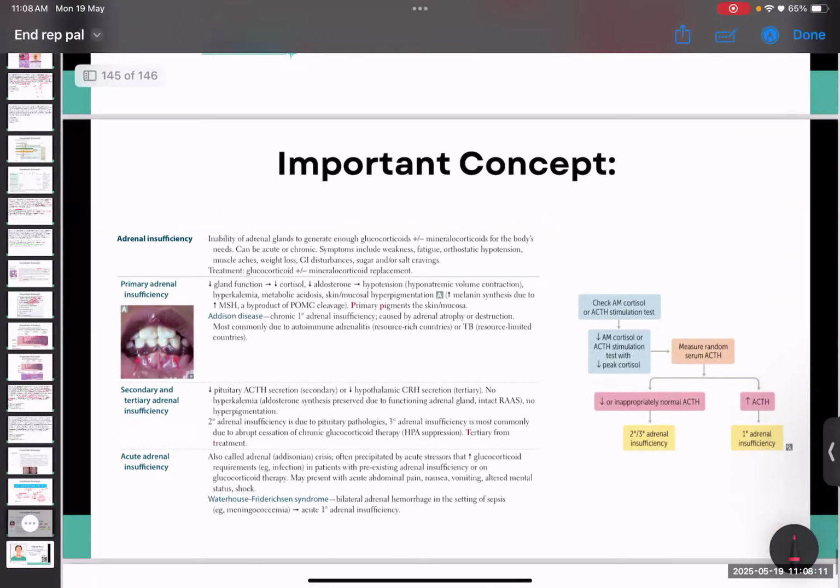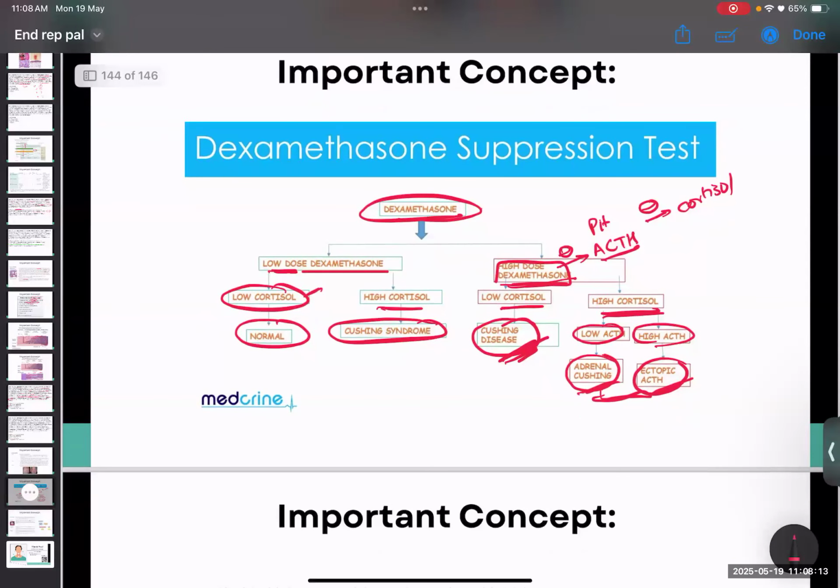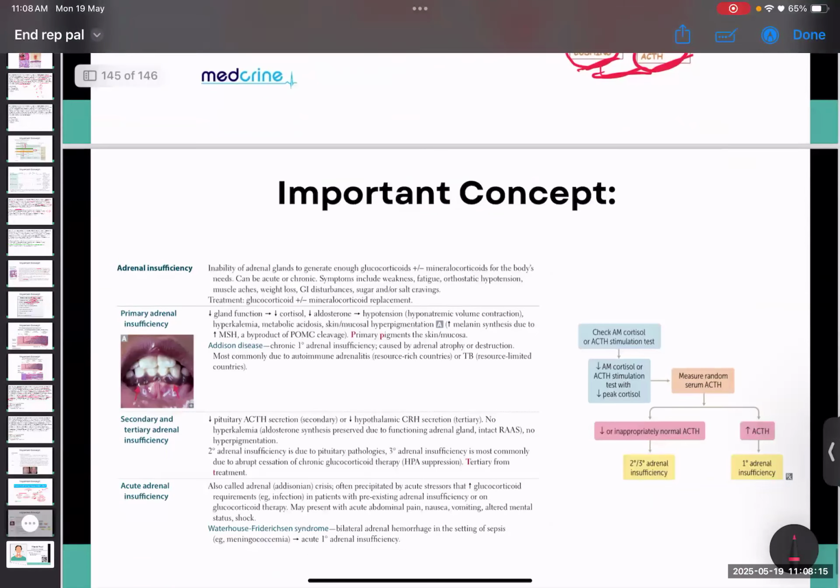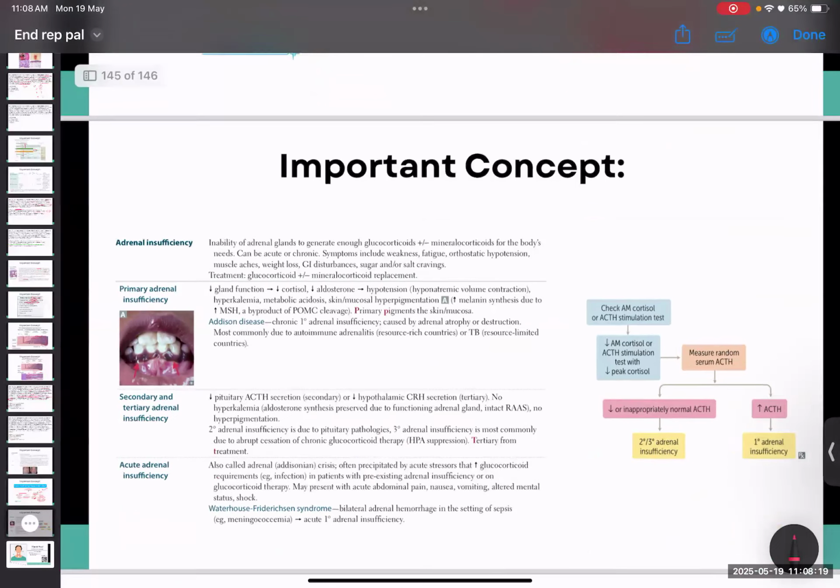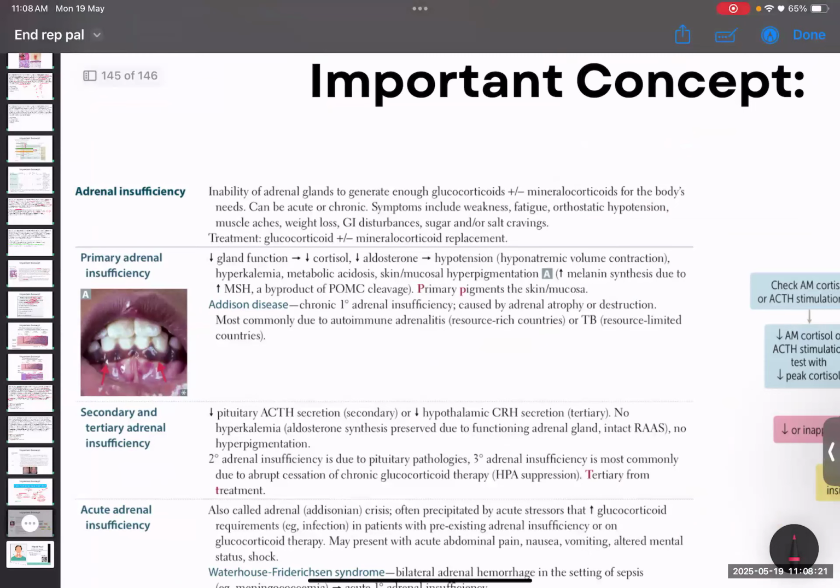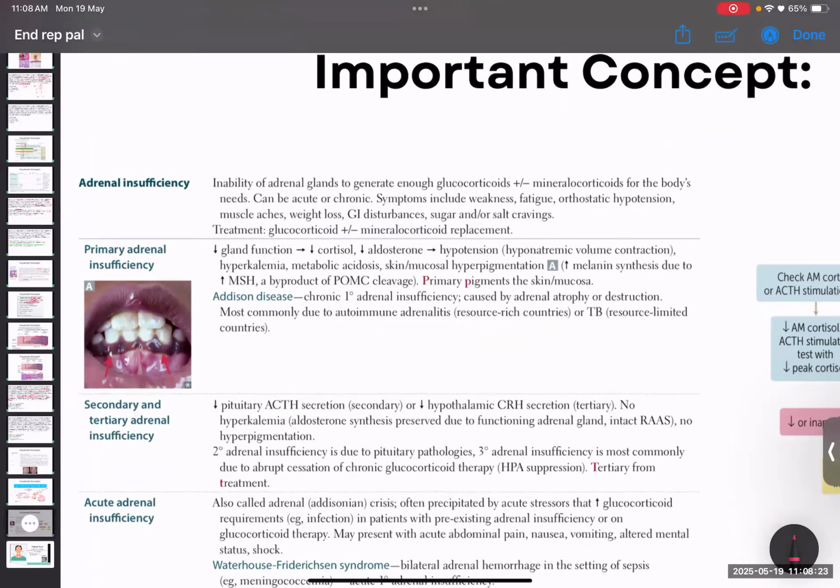And I think we covered almost everything that was high yield. I'll just go talk about adrenal insufficiencies, because that's something that we didn't cover yet. So adrenal insufficiency is that you're not able to produce glucocorticoids and mineralocorticoids for the body's needs. And it can be acute in the sense that it could be after infection, or it could be chronic in the sense that there could be an autoimmune disease responsible for it.